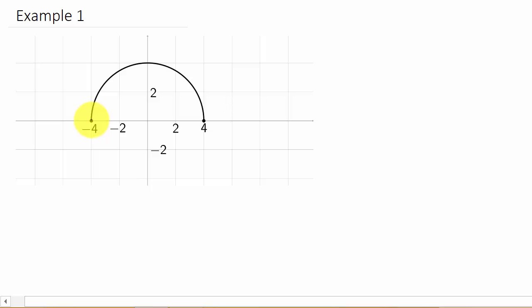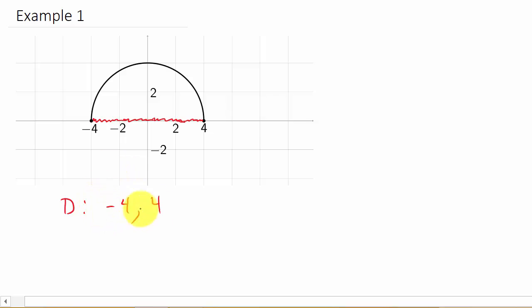So if we start here and follow this graph all the way, we're going up on the graph, but notice the x values. As we go along the graph, it's covering all of these x values, and we come down over here to where we stop, and it covers the x values from -4 to +4. So our domain would be from -4 to +4.